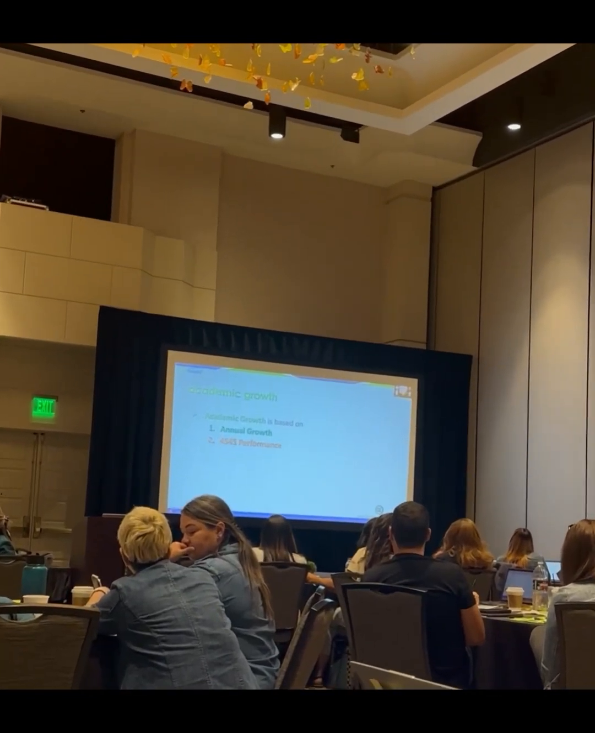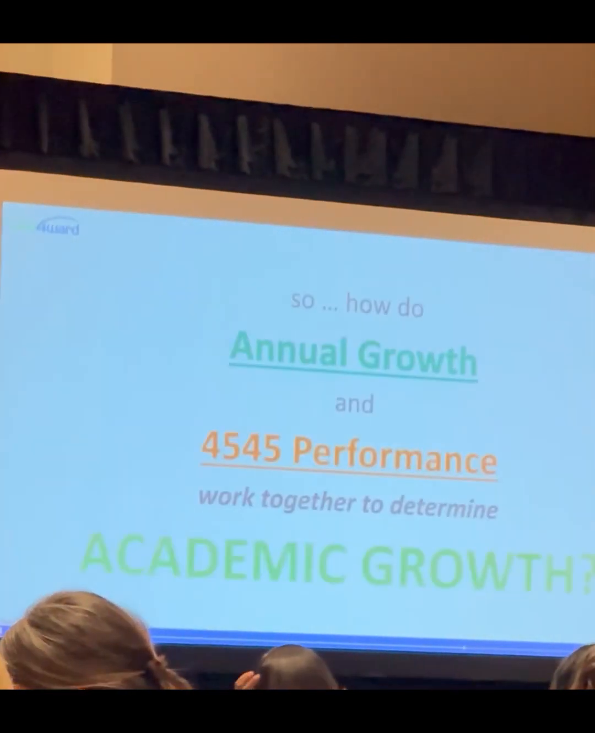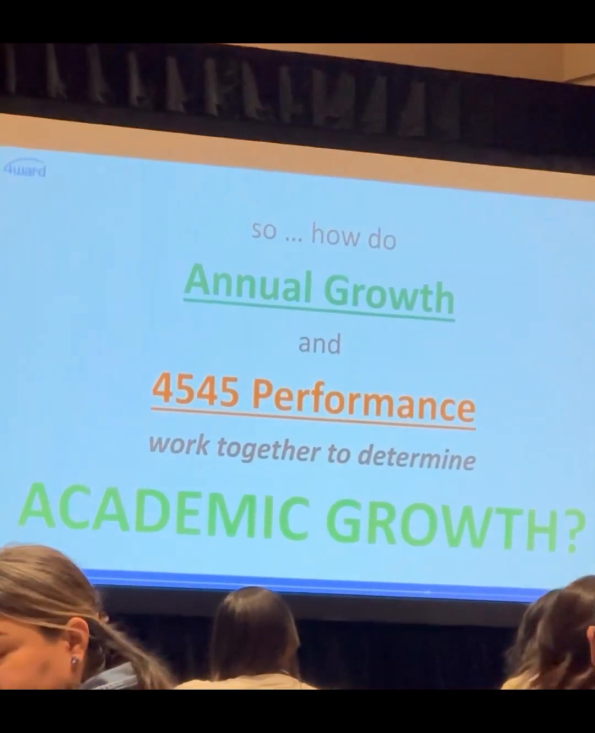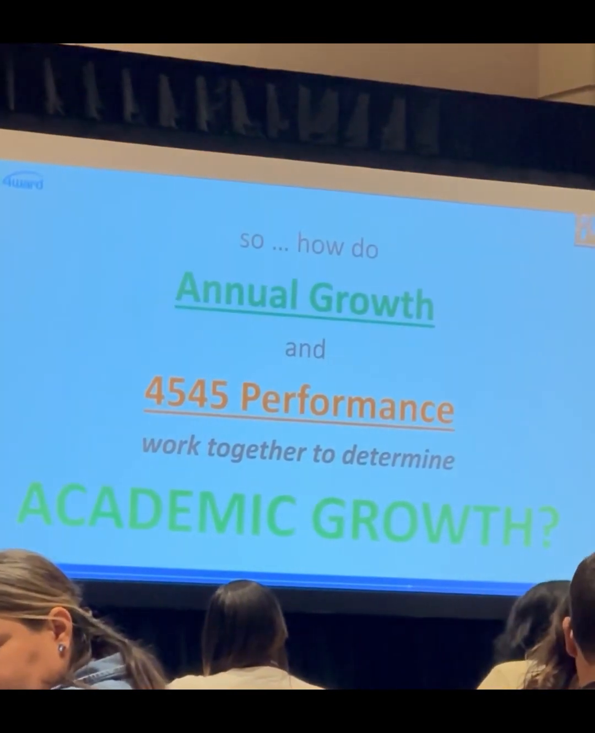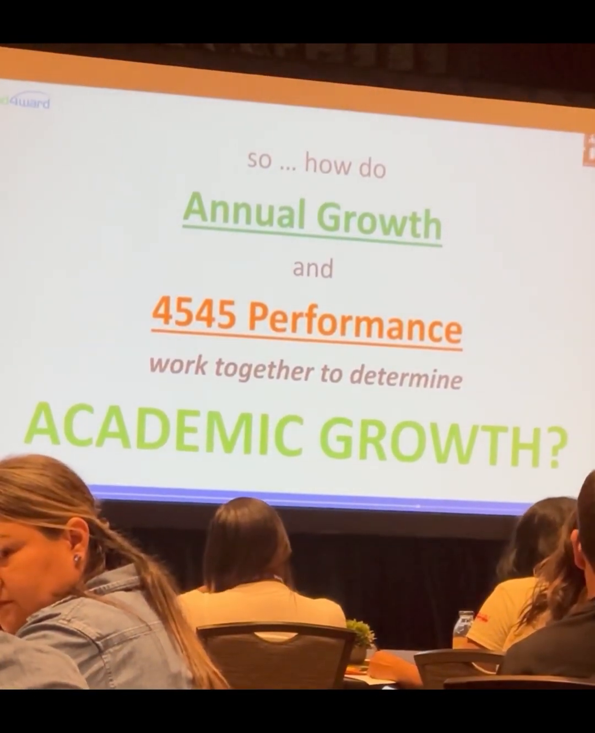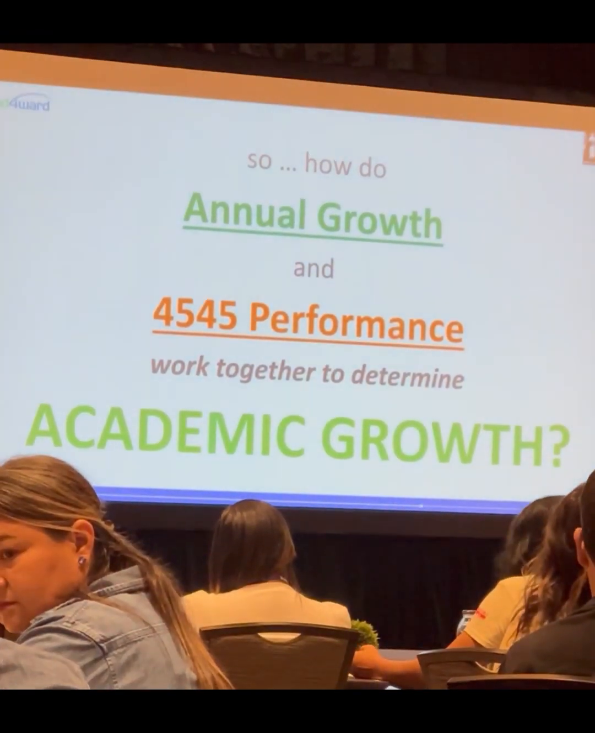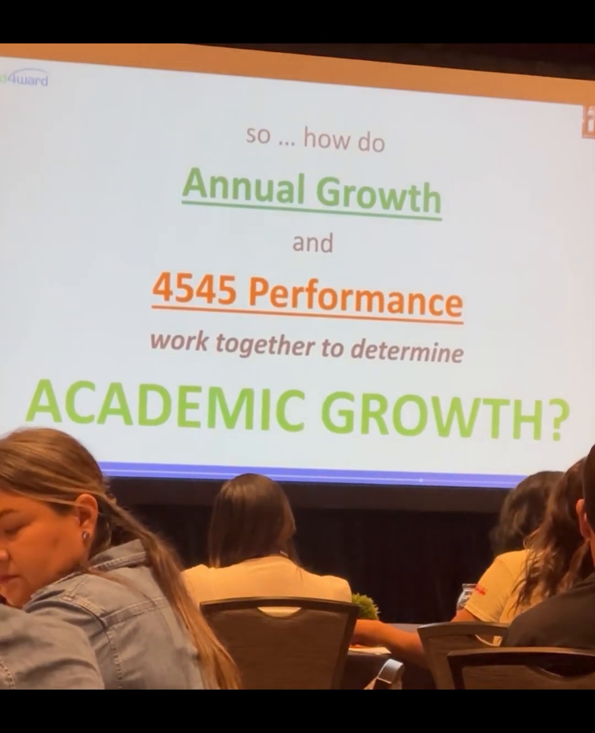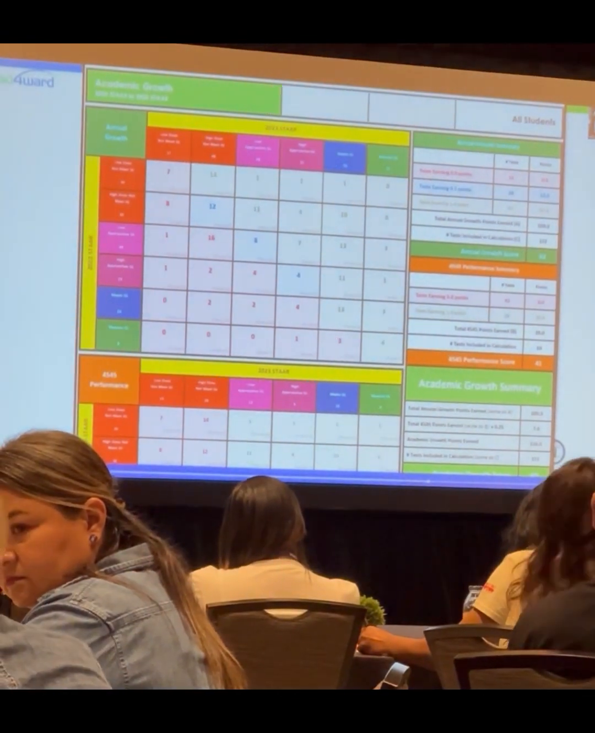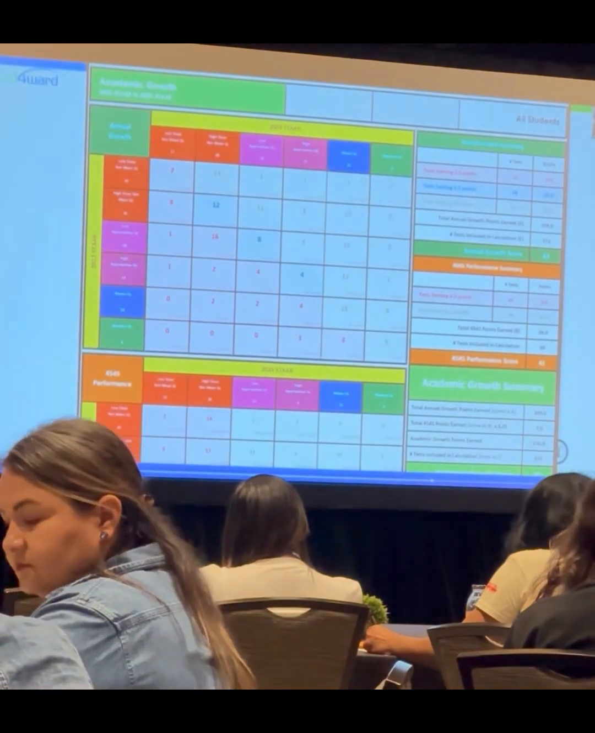4545 performance, and I actually think that separating them as measures is really helpful to us as leaders. So I wanted to walk back through very quickly how these two measures, annual growth and 4545 performance, build to a third measure called academic growth. And how can we continue to unpack the measures themselves to help us better understand instructional focus areas and instructional leadership? How can we as leaders help support teachers in talking about growth?